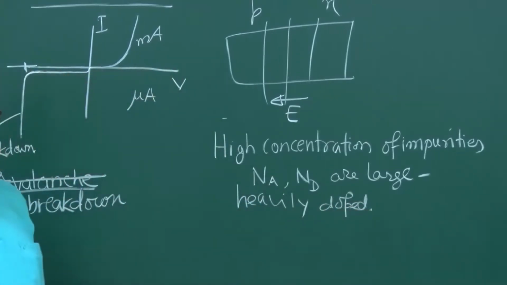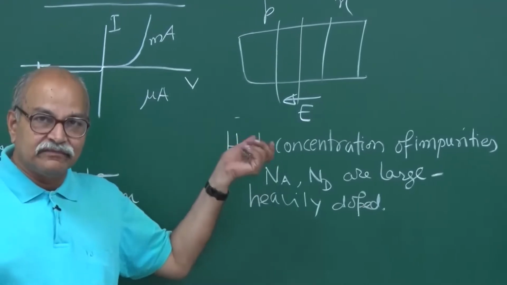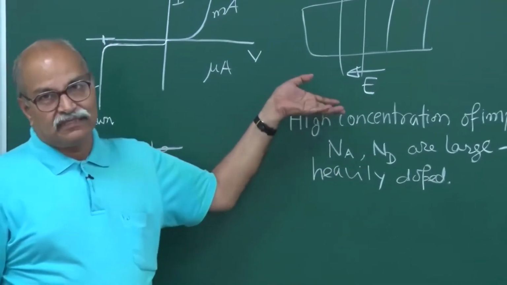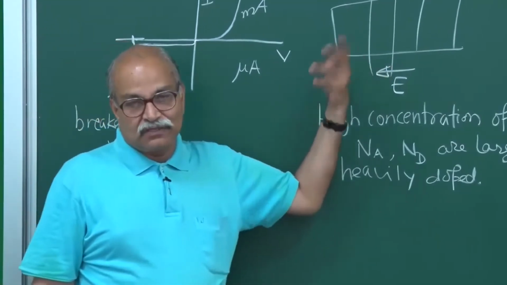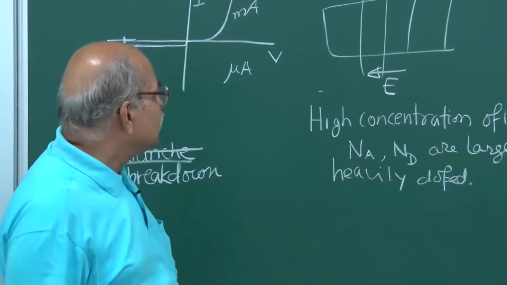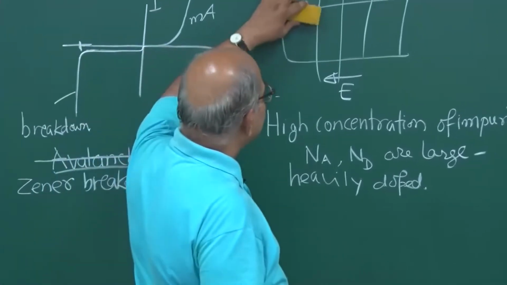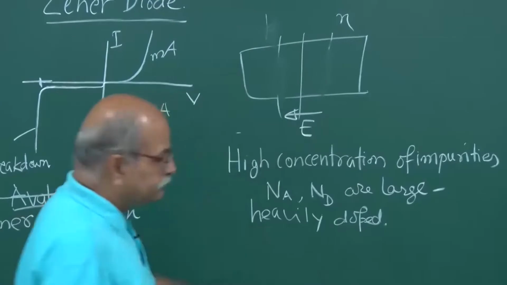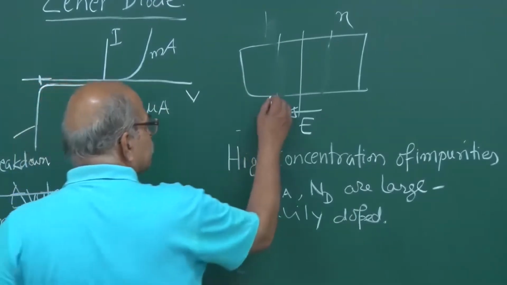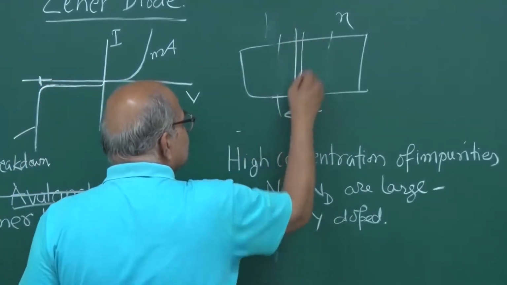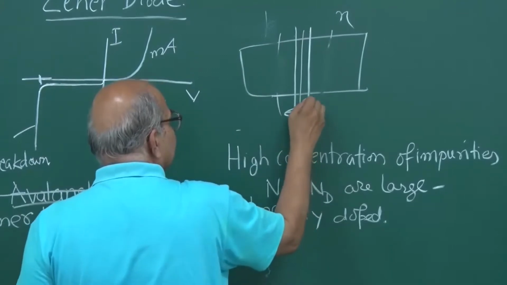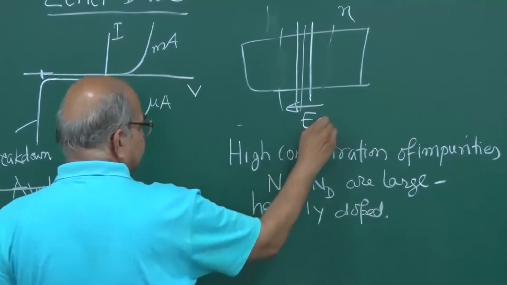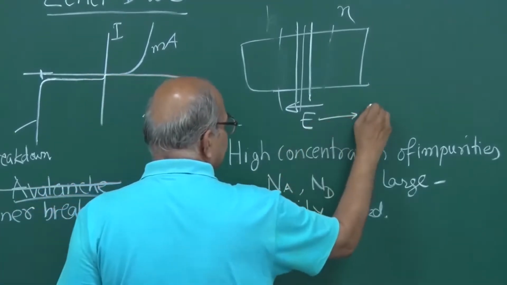So as a result, this depletion layer is very thin, of the order of micrometers, 1 or 2 micrometers or less, like that. So if the depletion layer is very thin, and then you apply this reverse bias voltage, the depletion region is very thin and this electric field can be very large. This electric field becomes very large.